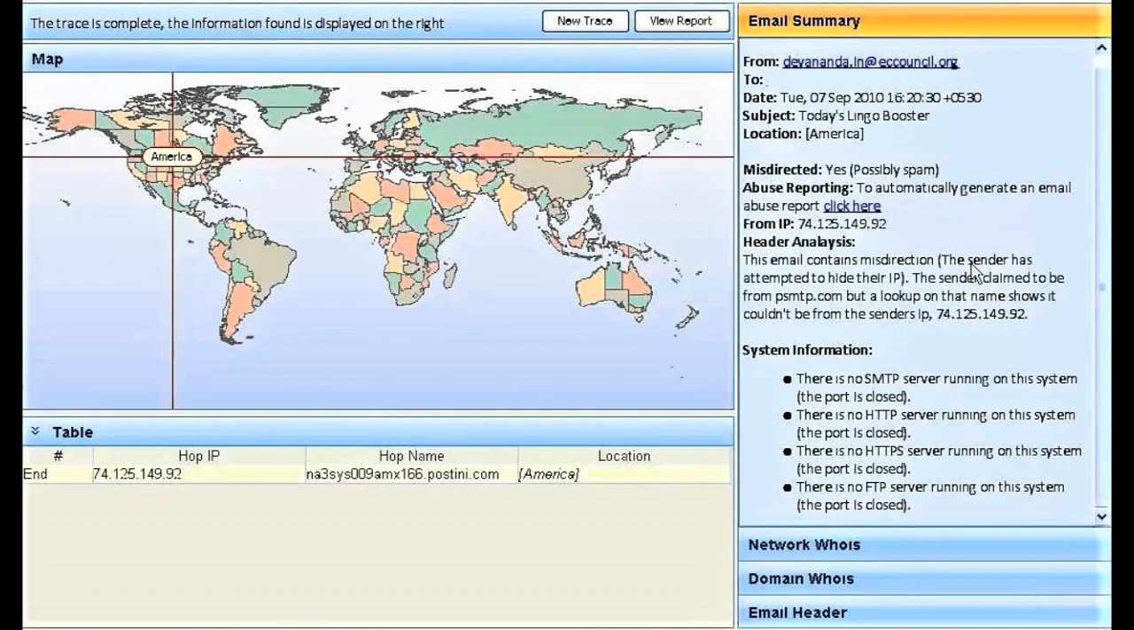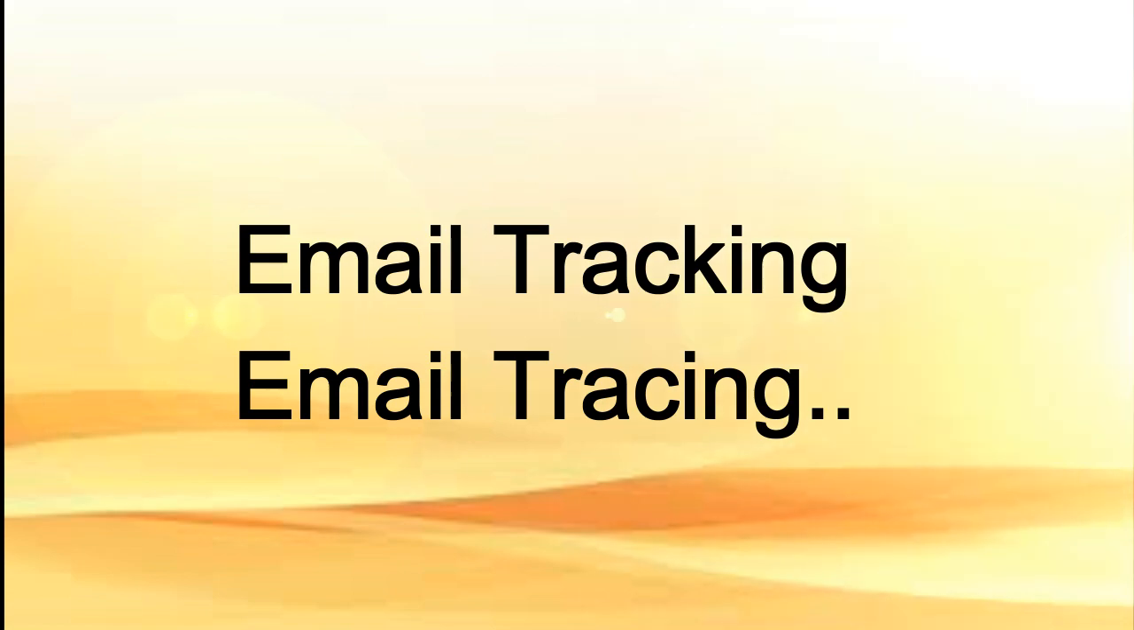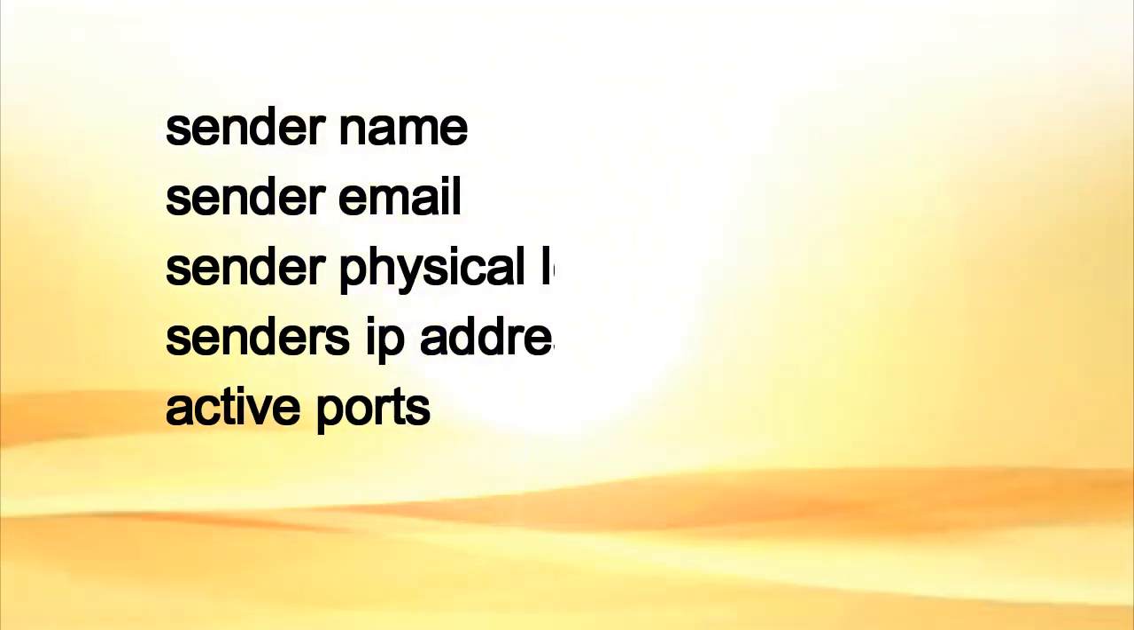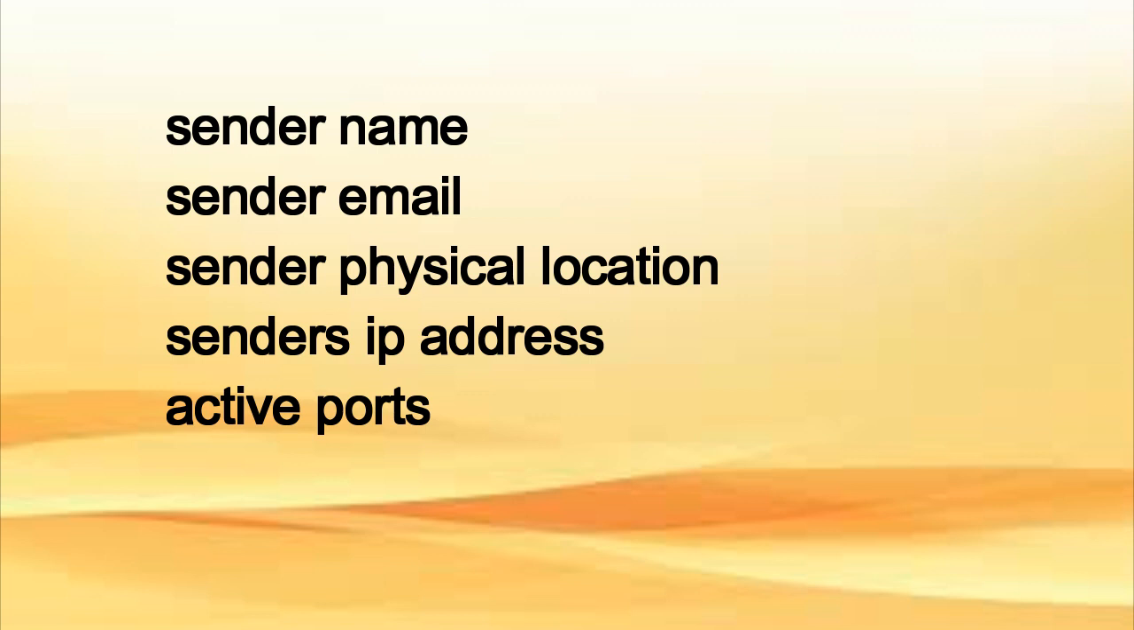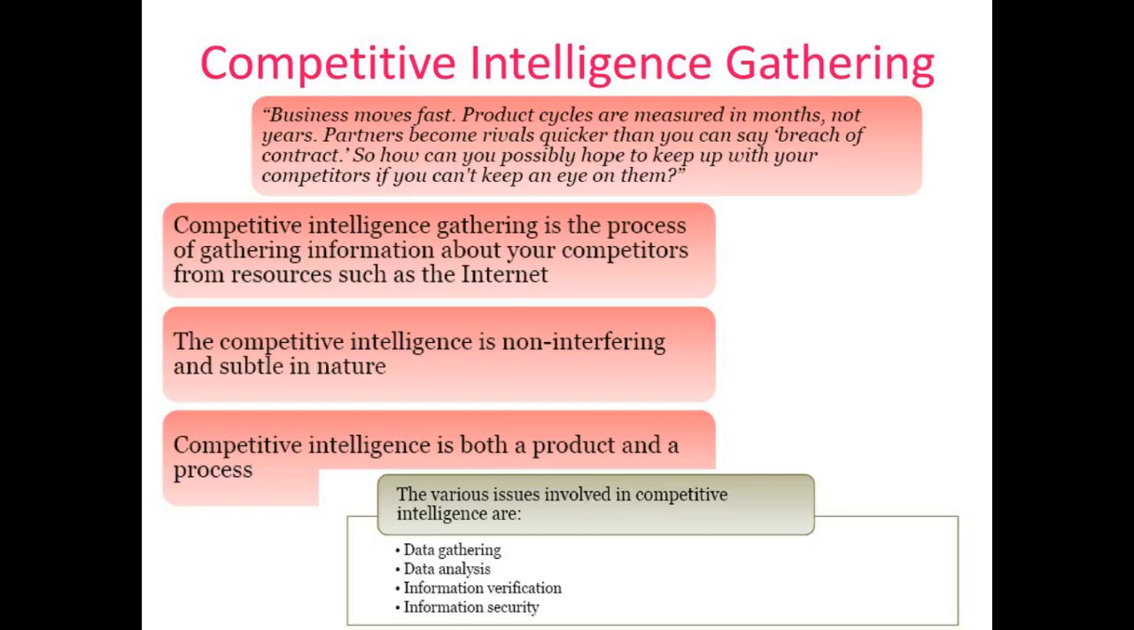Next thing is email footprinting. There are two methods used for email footprinting. They are email tracing and email tracking. Using those methods, information such as sender name, sender email, sender physical location, sender's IP address and active ports of the sender can be obtained. Next thing is competitive intelligence.